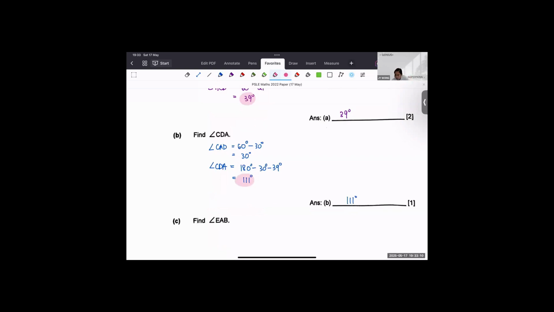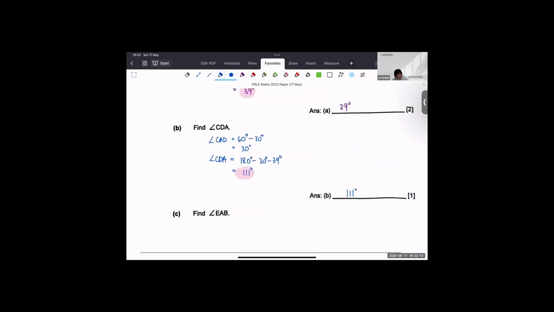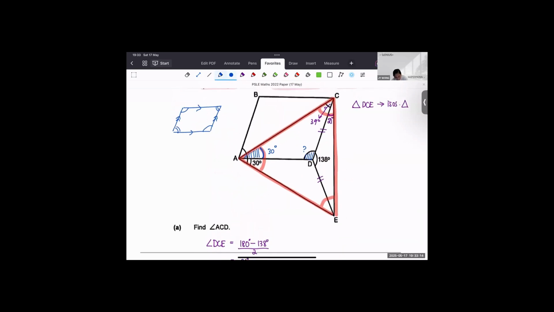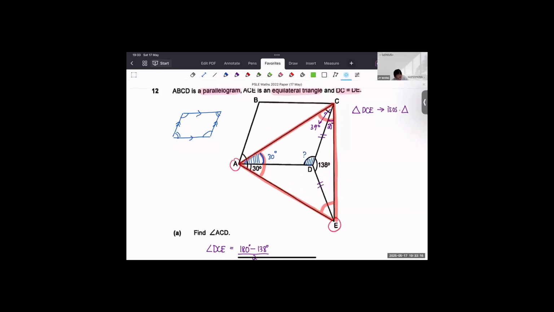Okay, next. EAB, where's EAB? EAB is this entire thing. So here, I'm going to erase. I'm going to show you where's this whole entire thing. It is this whole thing in green. How to find this whole thing in green?